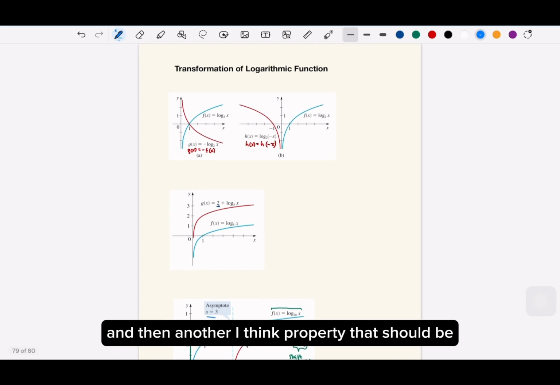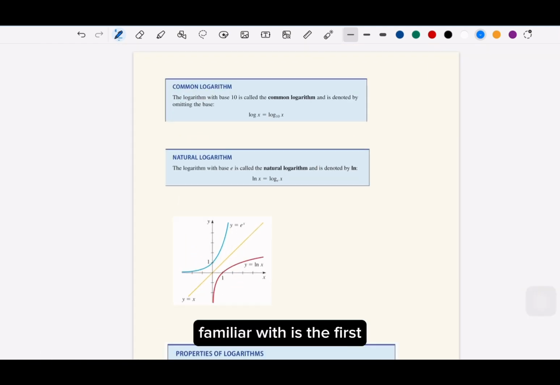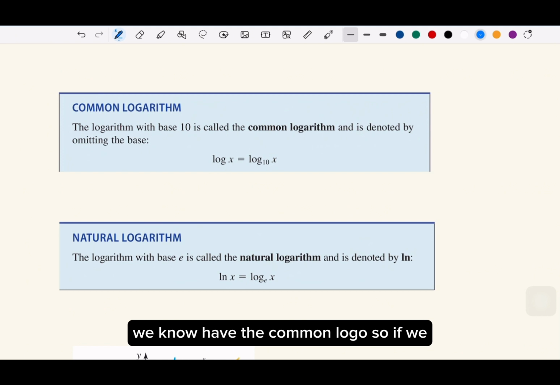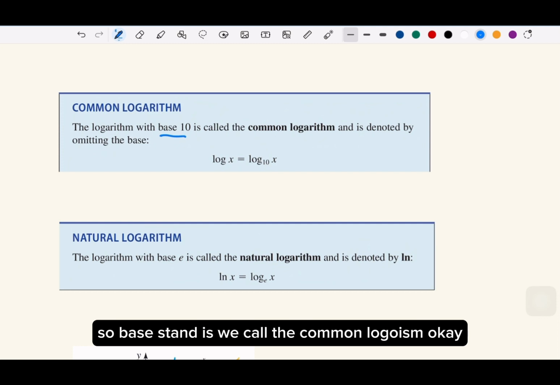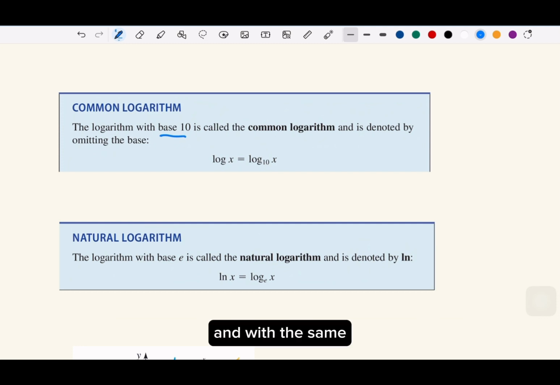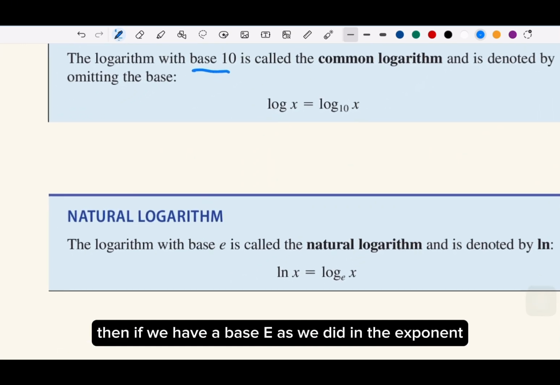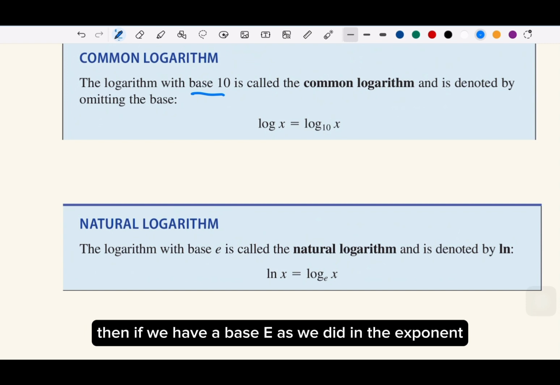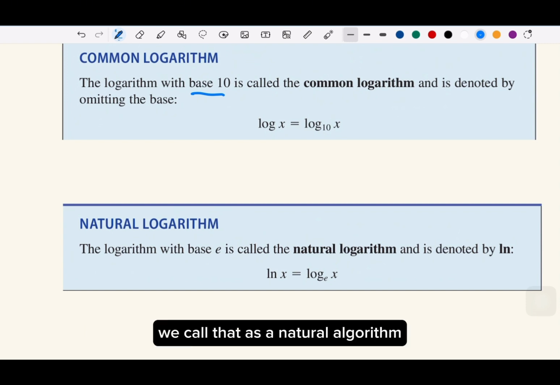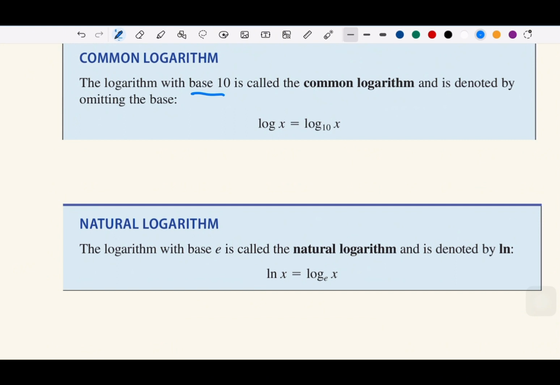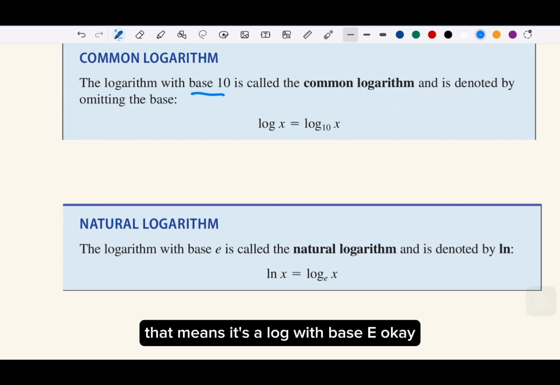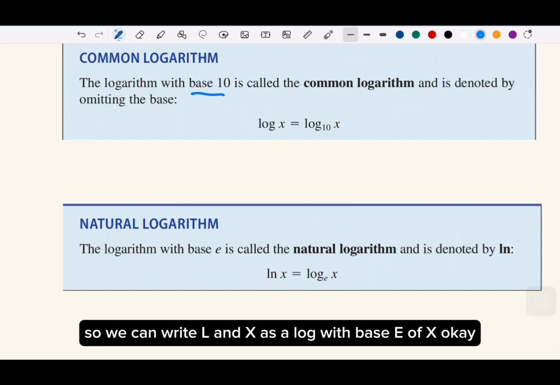Another property that you should be familiar with is the common logarithm. If we tell you the log without any base, it indicates that it's actually base 10. So base 10 we call the common logarithm. With a similar approach, if we have base e, as we did in the exponent, we call that the natural logarithm. We could write the natural logarithm as ln, which means it's a log with base e. So we can write ln x as log base e of x.